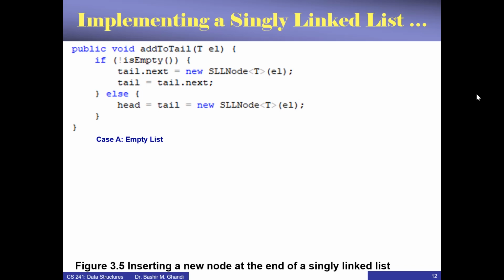Okay, so this is another method to help us add a node, but this time not at the beginning of the list, but at the end of the list. This is why the method is called add to tail. So again, there are two scenarios. The list could be empty presently, or it may have some elements. So you can use the is empty to check.